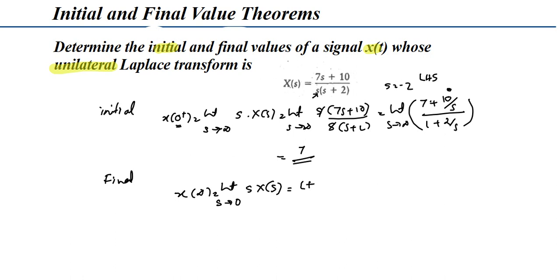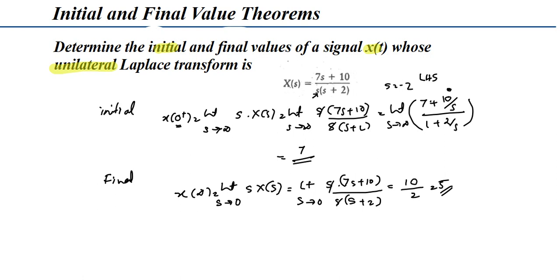So limit s tending to 0 of s into (7s plus 10) divided by (s plus 2) into s. The s cancels, so now we can apply s tending to 0 here, and we get 10 divided by 2, which is equal to 5. So we got the initial value and the final value.